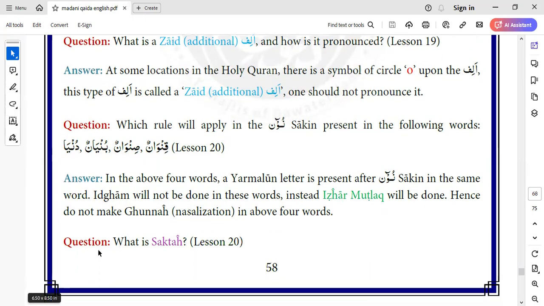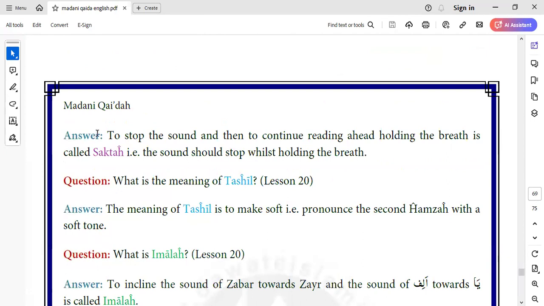Question. What is Sakta? Answer. To stop the sound and then to continue reading ahead holding the breath is called Sakta. That is, the sound should stop whilst holding the breath. Question. What is the meaning of tasheel? Answer. The meaning of tasheel is to make soft, that is pronounce the second hamza with a soft tone.